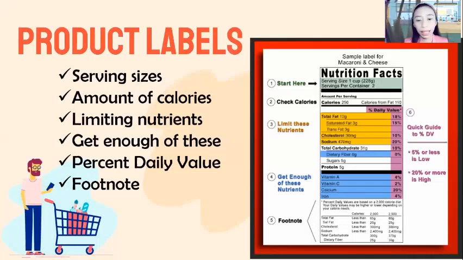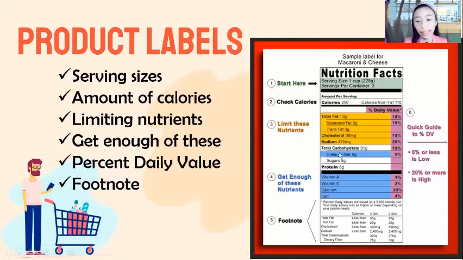Fourth is get enough of this. That is number 4, the blue one. This is the section in which dietary needs or healthy nutrients needed by the body are listed. These are the things that your body needs. Eating enough food containing these nutrients, like vitamins indicated here, will help you improve your health and help reduce the risk of some diseases. So I have here an example.